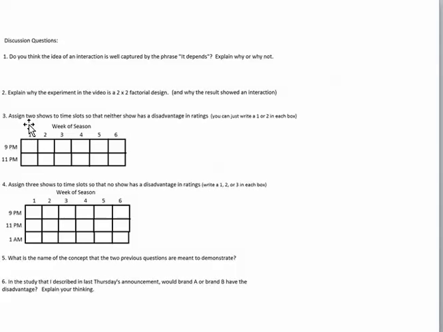This third question says to assign 2 different shows to time slots so that neither show has a disadvantage in ratings overall across the entire season. So I say to put a 1 or a 2 in each box. If you put a 1 right here and a 2 right here, that means that show 1 is at 9 p.m., show 2 is at 11 p.m. If you do the opposite and you put a 2 here and a 1 here, it means that show 2 is shown at 9 p.m. and show 1 is shown at 11 p.m.